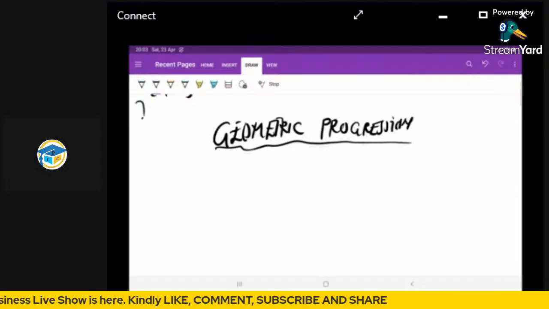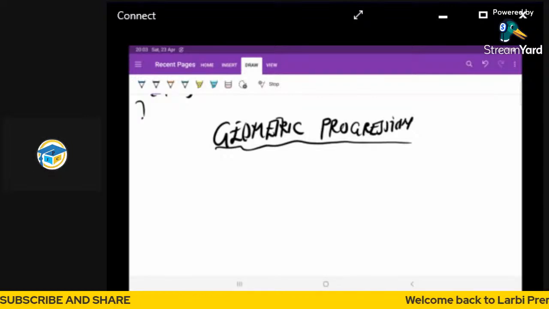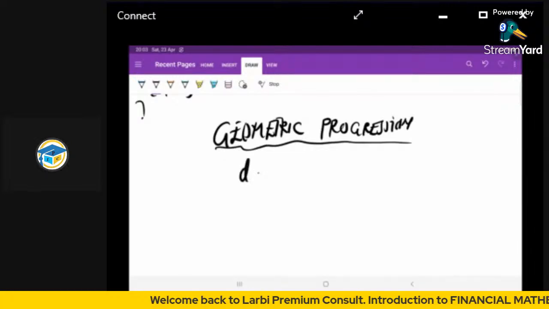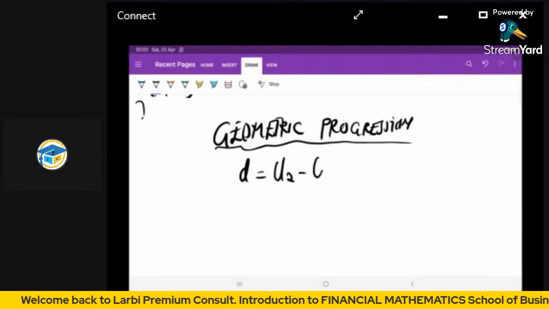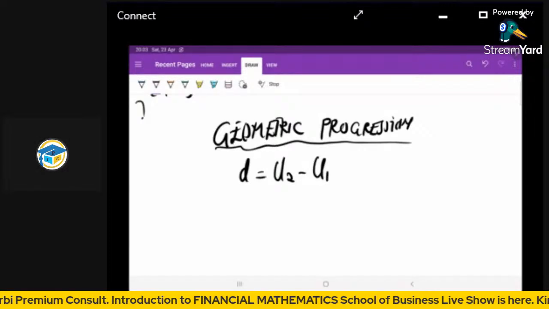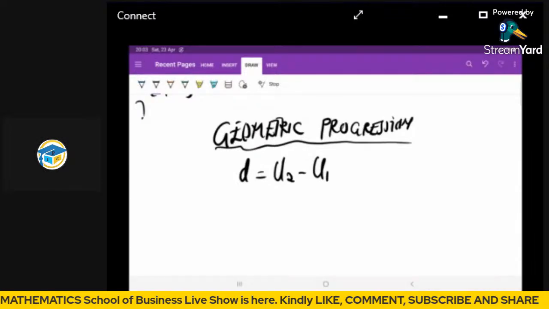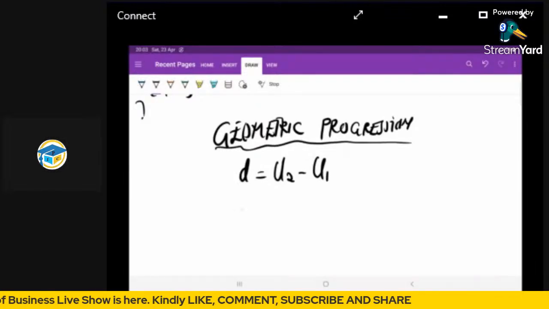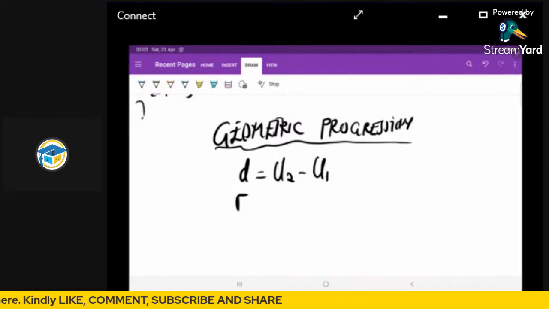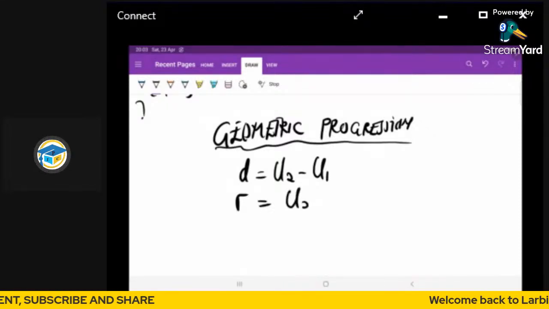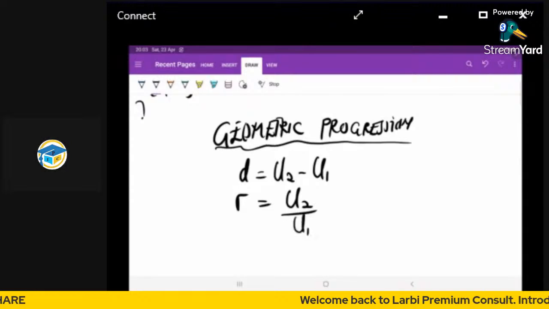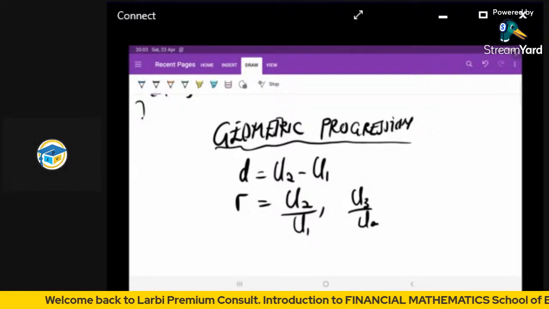As we dealt with the arithmetic progression, geometric progression is actually the opposite. In arithmetic progression, to find the difference we always take u2 compared with u1, taking the first term from the second term. When it comes to geometric progression, we represent the difference as r, which we call the common ratio. To find the common ratio, it is always u2 over u1, for example, or u3 over u2. That is the issue about geometric progression.